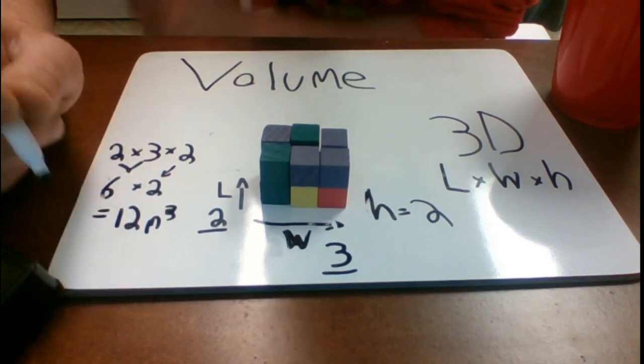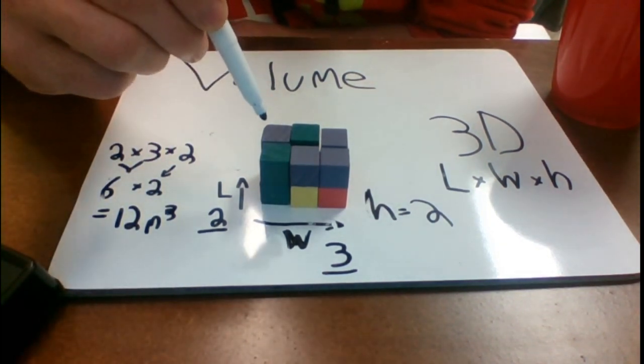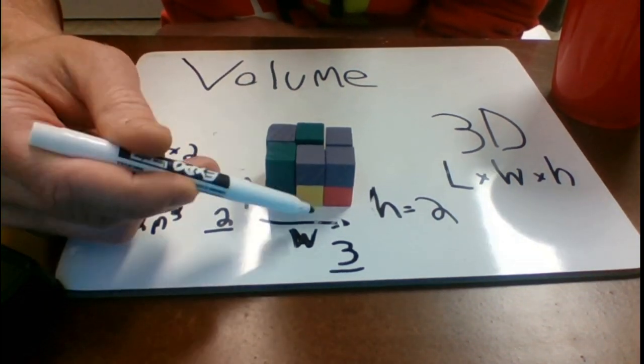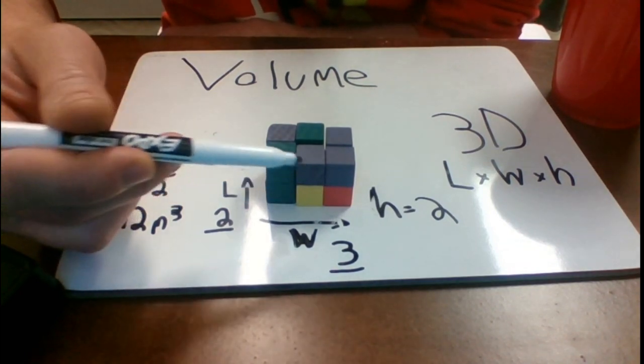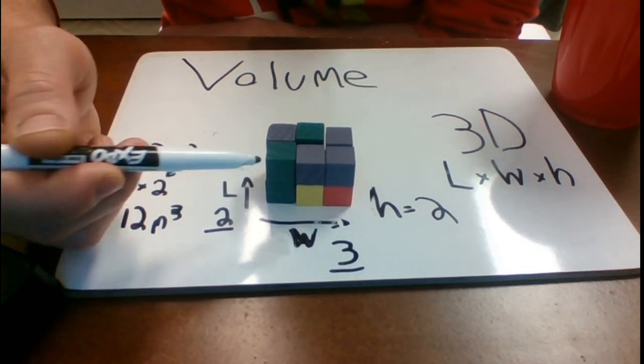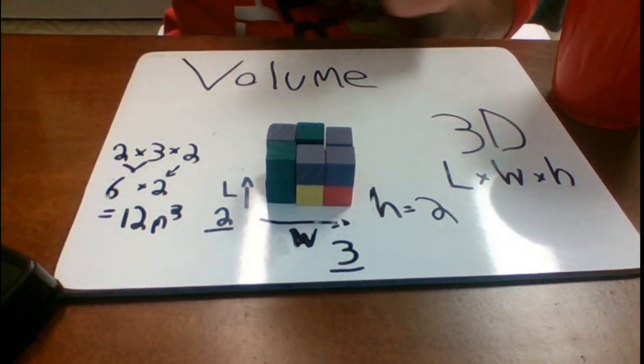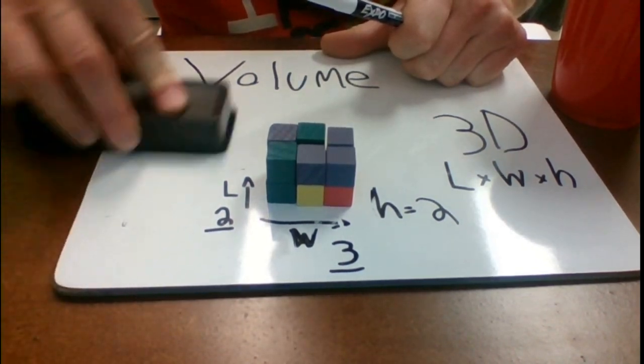So if we went ahead and counted all the cubes in here, we would know there's 12. The bottom layer has 6, and then the top layer has 6. 2 groups of 6 equals 12. What if we added a third layer on there?